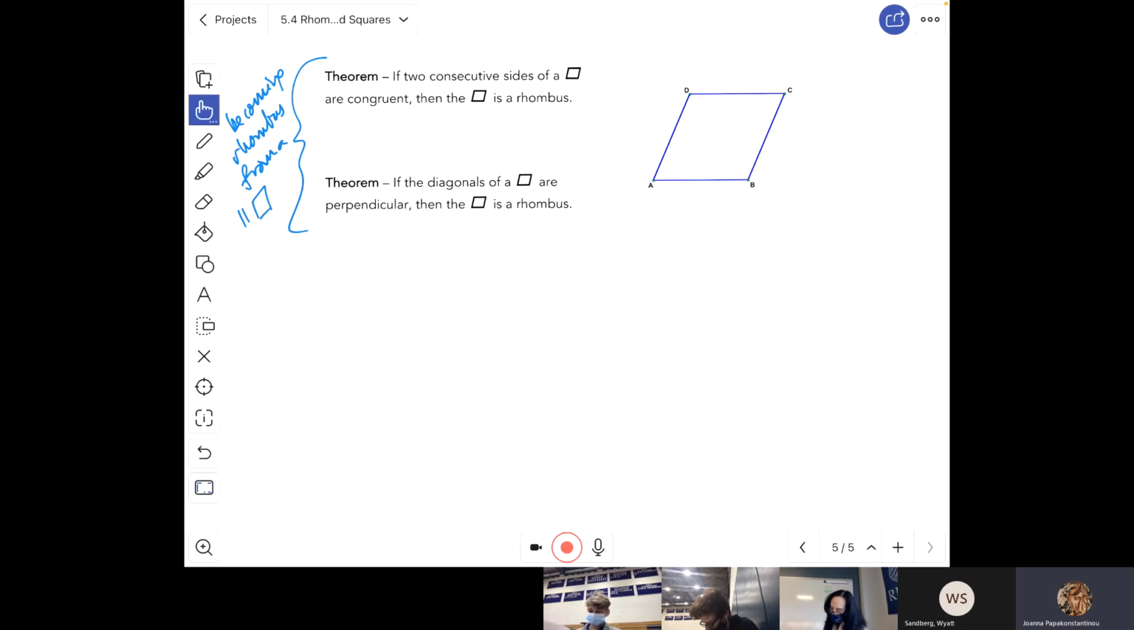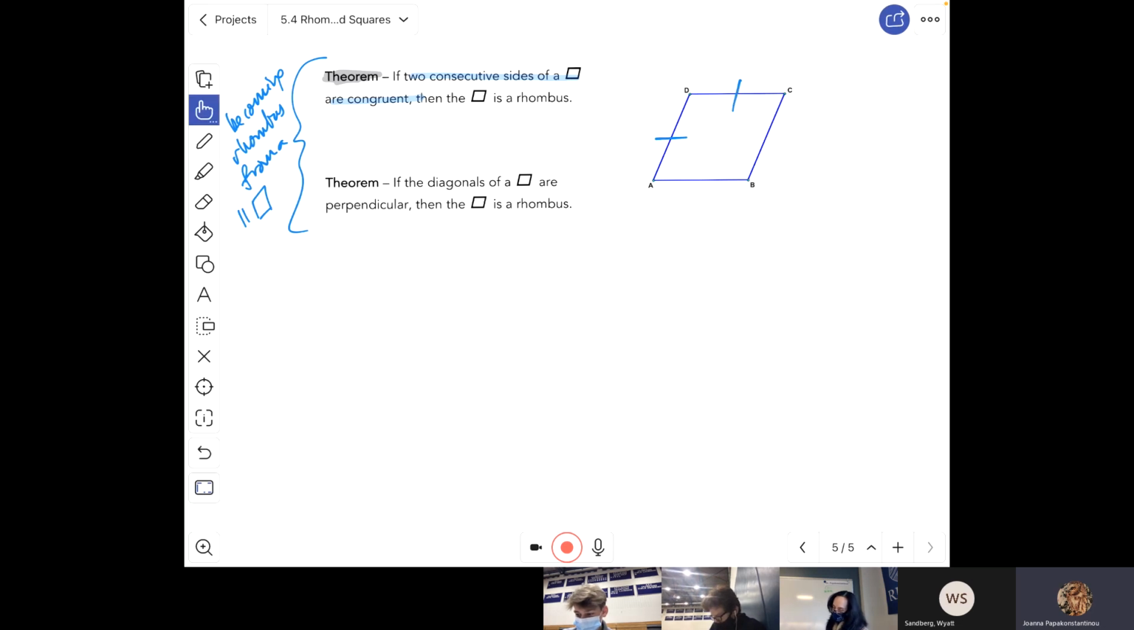Okay, first theorem. So here's our little rhombus. If two consecutive sides of a parallelogram are congruent, so two consecutive sides are congruent, then the parallelogram is a rhombus. So I need two consecutive sides.